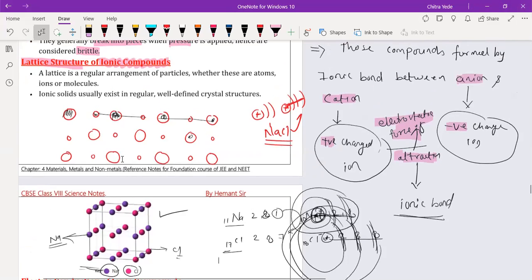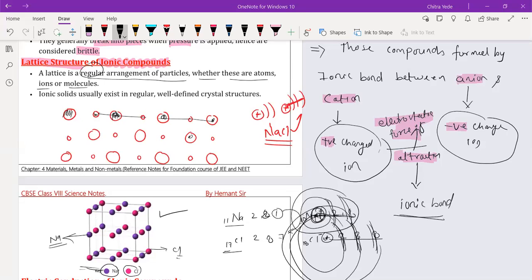So let's discuss the lattice structure of ionic compounds. The lattice is the regular arrangement of particles, whether these are atoms, ions, or molecules. Oh, sorry, it is regular. The regular arrangement of particles takes place because they are oppositely charged particles. So when the crystalline structure is formed, like in an ionic compound, the constituent ions arrange themselves in a regular manner.